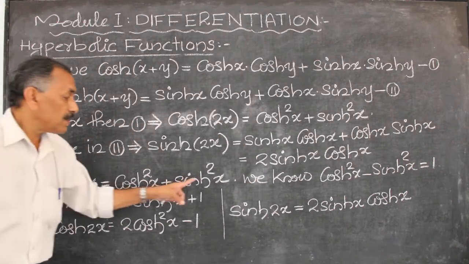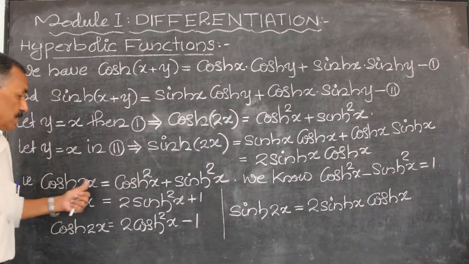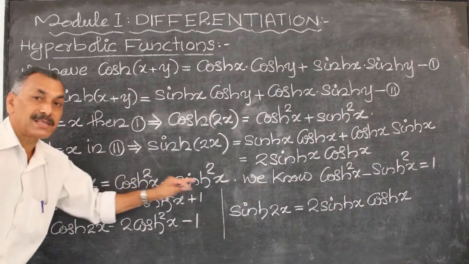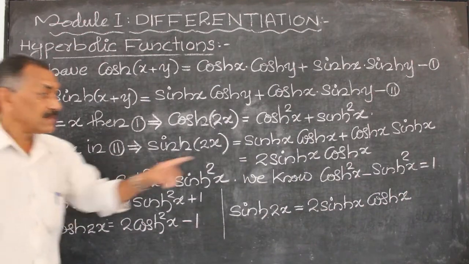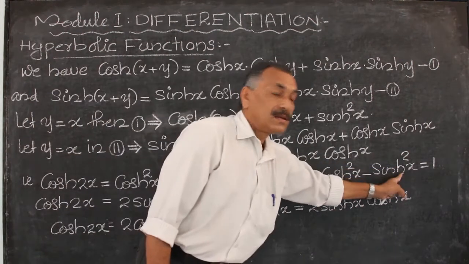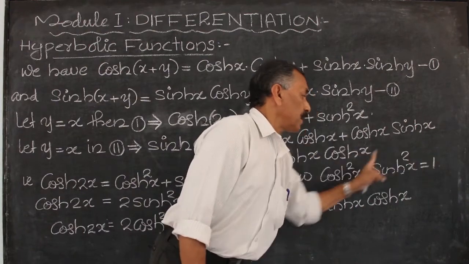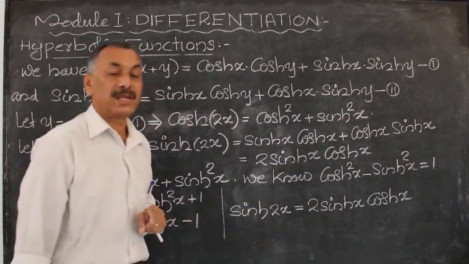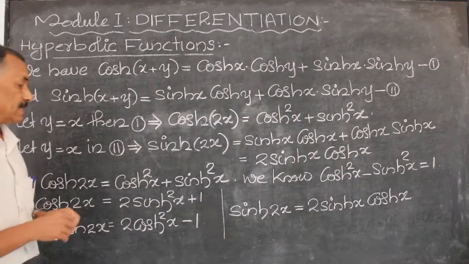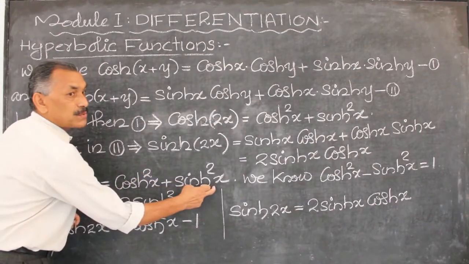Again, in the other way, cosh 2x is equal to cosh²x plus sinh²x. What is sinh²x? sinh²x is equal to cosh²x minus 1.